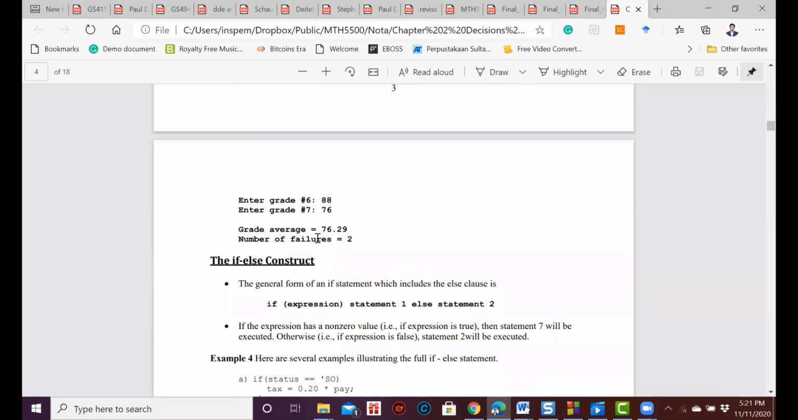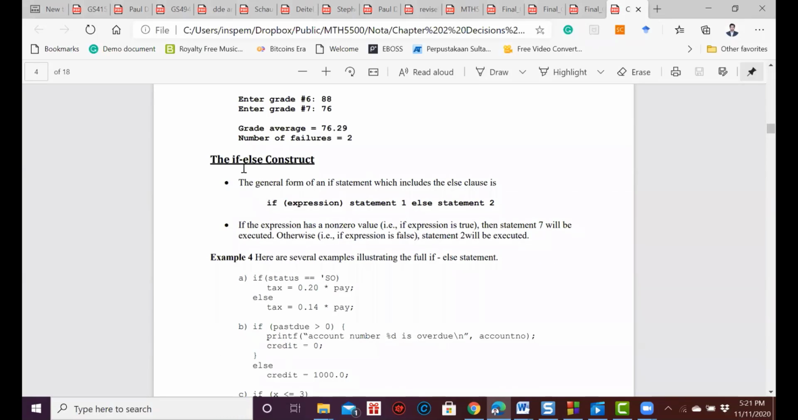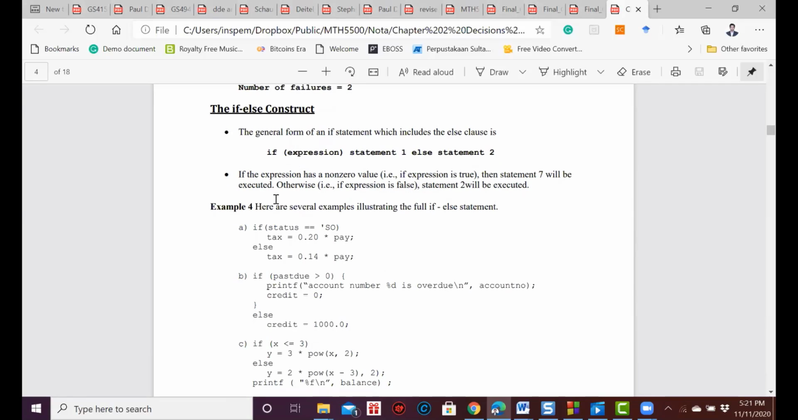So only one condition. Now go to the if else. What do we mean by if else? This is two selections, two options. If expression and then statement one. It should be four lines actually, maybe we will explain in the application. If expression means a condition. If the condition is correct, then we do statement one. Else, otherwise, we do statement two. Okay, very simple.